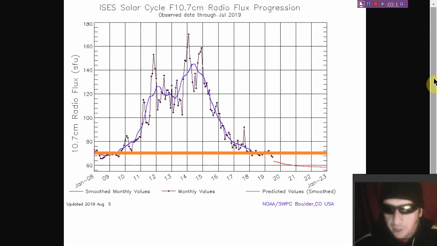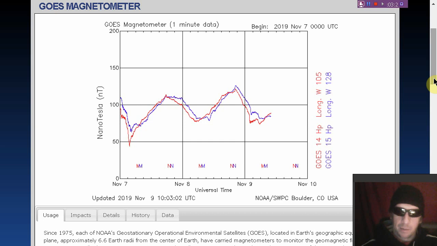10.7 centimeter radio flux is still at 70, and that's a good thing. We drew a line in there at 70 for that orange line there, you can see, just to show you kind of where we expect things to be at solar minimum.